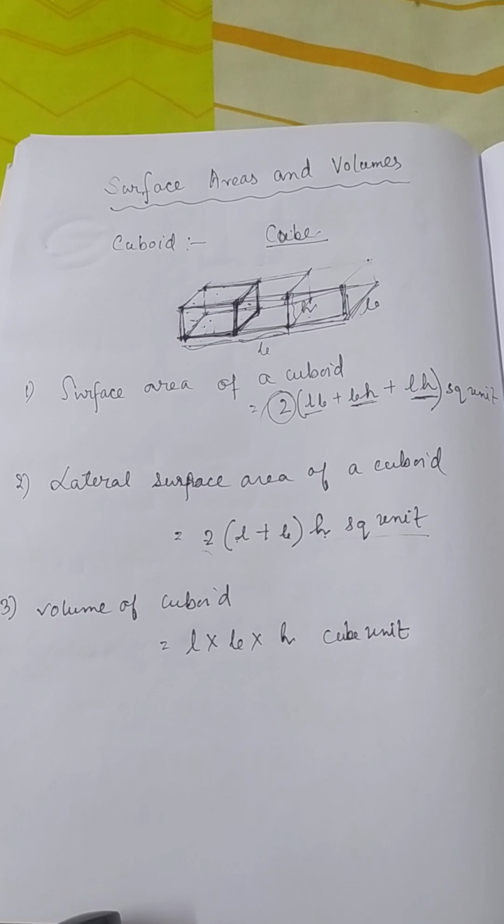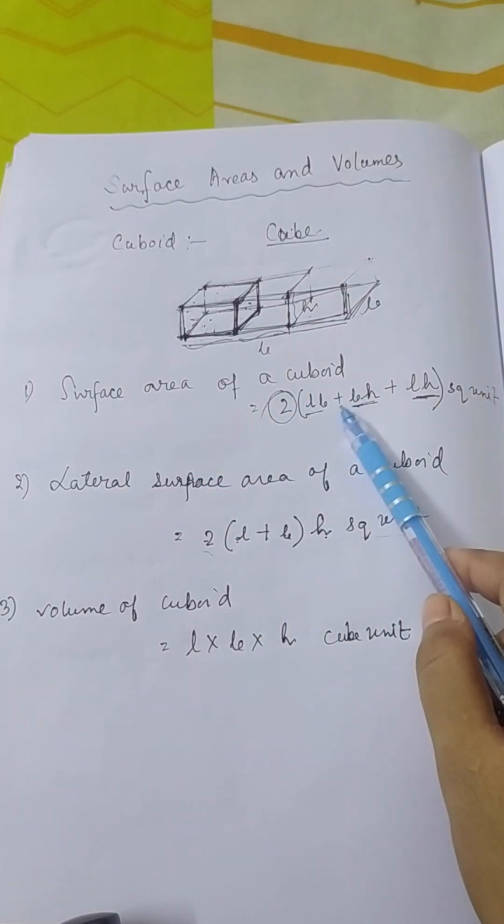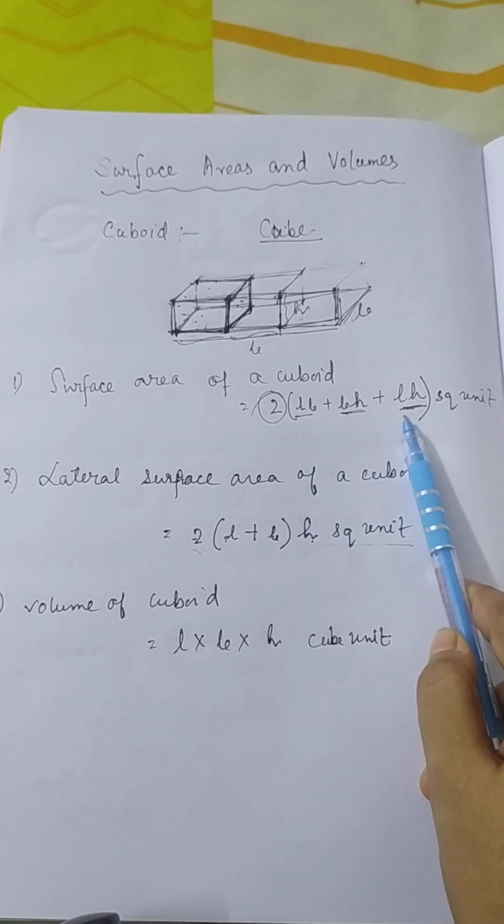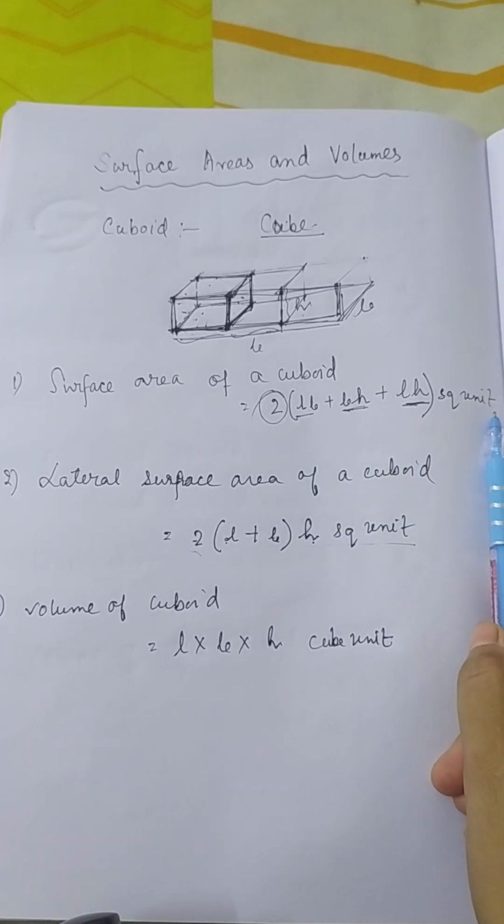Again, if you watch the right hand side and left hand side walls, you will consider 2 dimensions. What are the 2 dimensions? One is height, another is breadth. So here also 2bh. And if you look at your front wall and back side wall, you will see that length and height are considered while determining the area of that particular face. So in total the surface area of a cuboid is 2(lb + bh + lh) square unit.